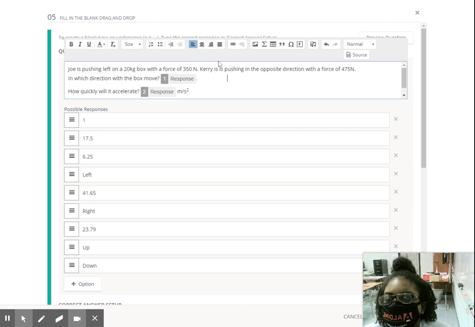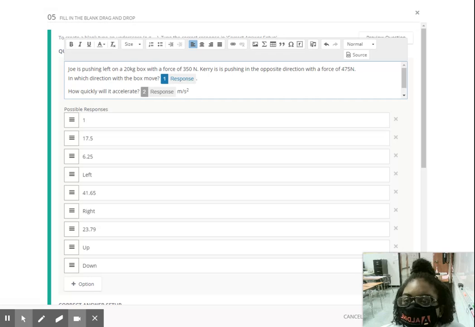Okay, guys, so let's quickly go over the last two questions. So we have Joe who's pushing on a 20 kg box with a force of 350 newtons to the left, and then Carrie is pushing in the opposite direction with a force of 475 newtons. So if you were to draw a box, you would have Joe pushing to the left, and then Carrie pushing in the opposite direction. Okay, so they're both pushing in like this.